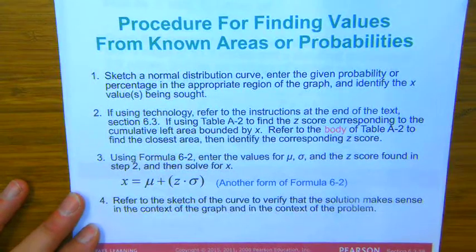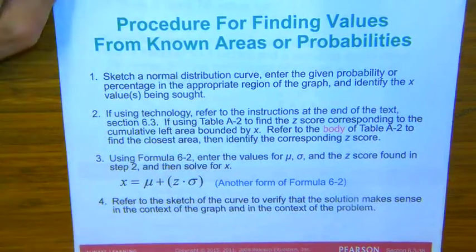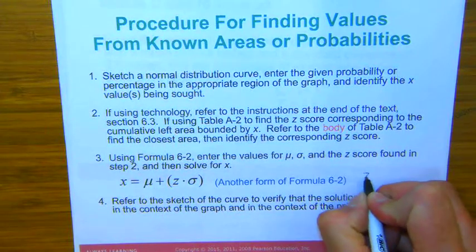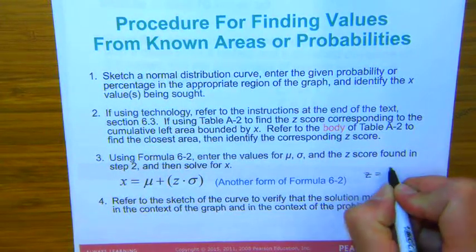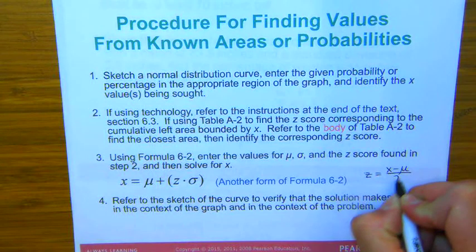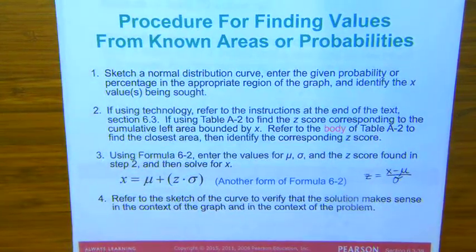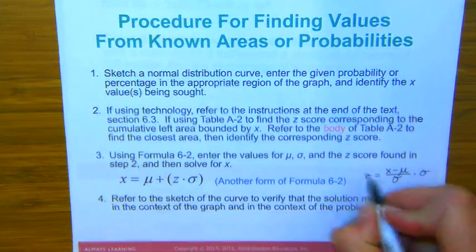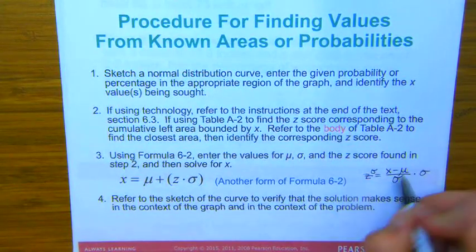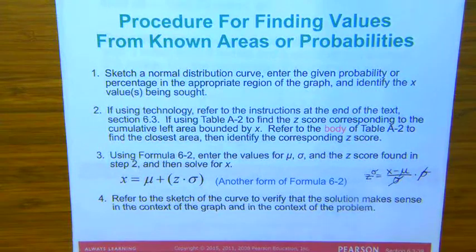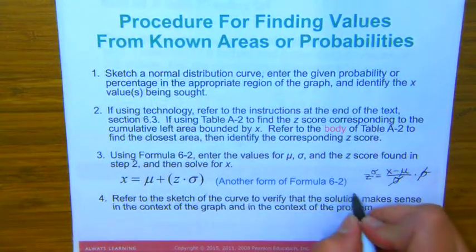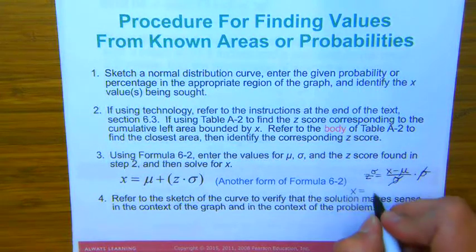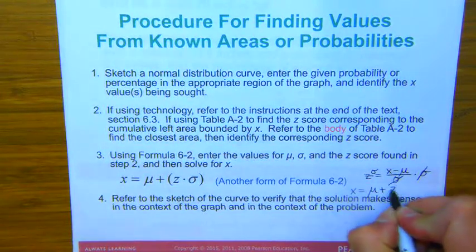And then we use the conversion formula. Now this is basically the same conversion formula we used before for the z-score, right? Remember, the z-score is x minus mu divided by sigma. What we can do is multiply times sigma, and then we can add mu to both sides. So we end up with x is equal to mu plus z times sigma.